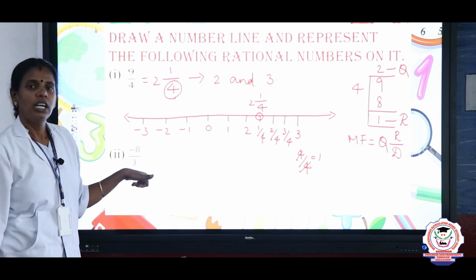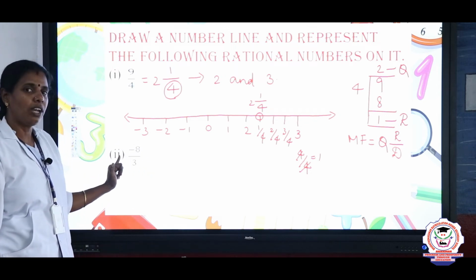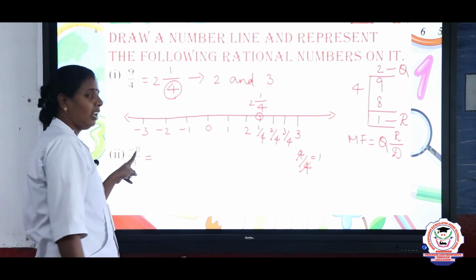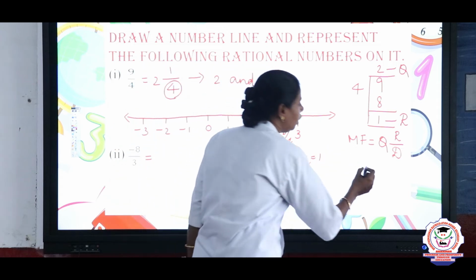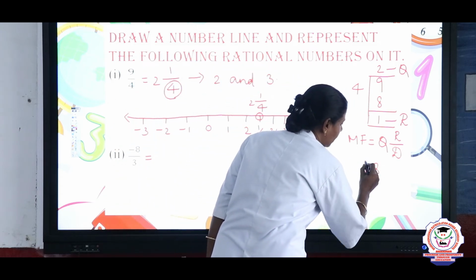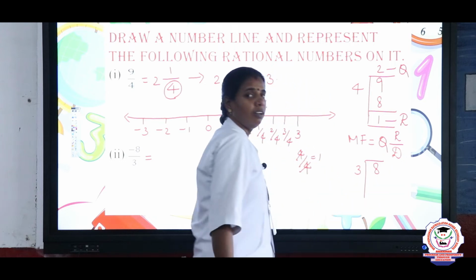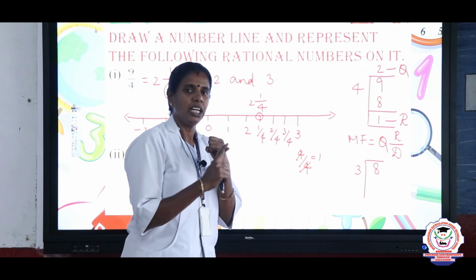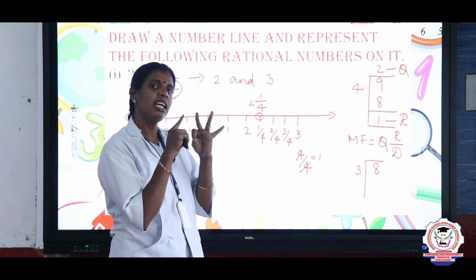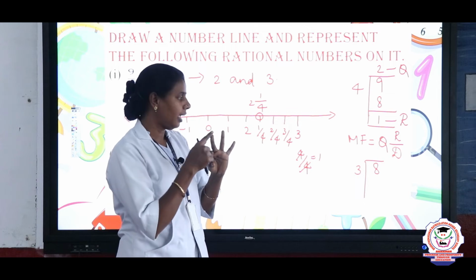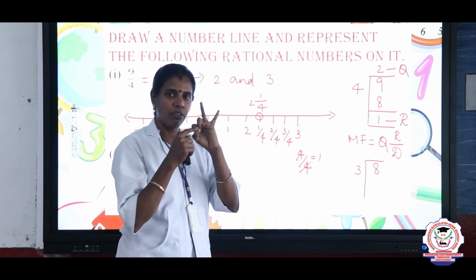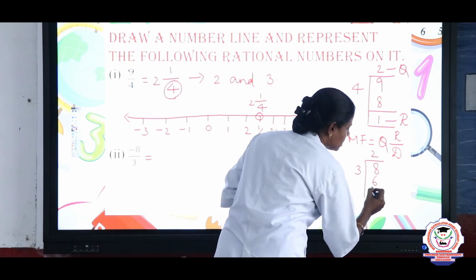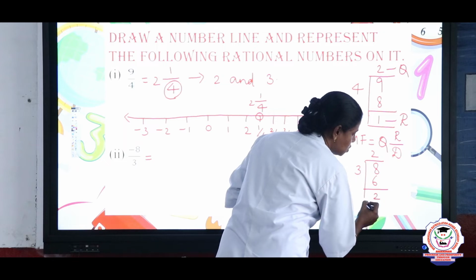Next we are going to take the next question, which is the negative rational number minus 8 by 3. So minus 8 by 3 is also an improper fraction. Convert it into a mixed fraction now. 8 divided by 3. How many times can you divide 8 by 3? 3 1s are 3, 3 2s are 6, 3 3s are 9. 9 is greater than 8. So we take 2 times, right? So 3 2s are 6. 8 minus 6 is 2.